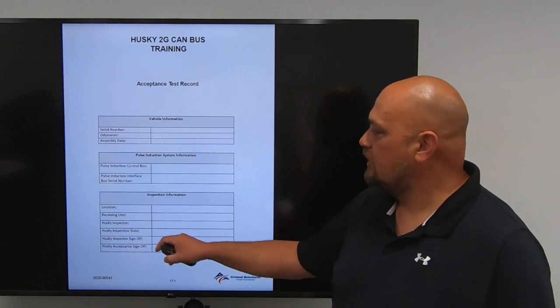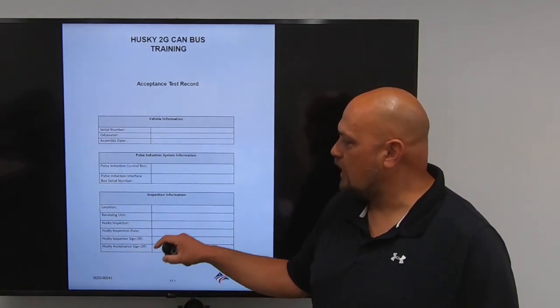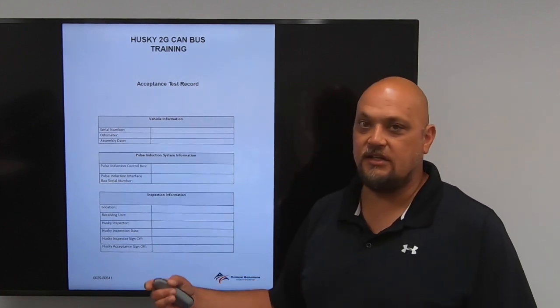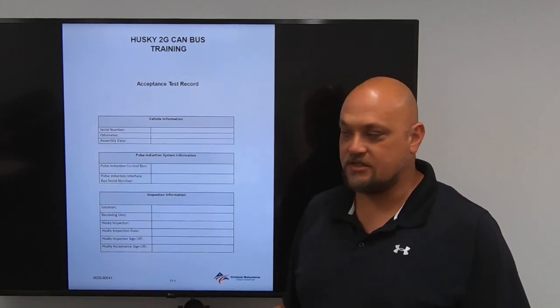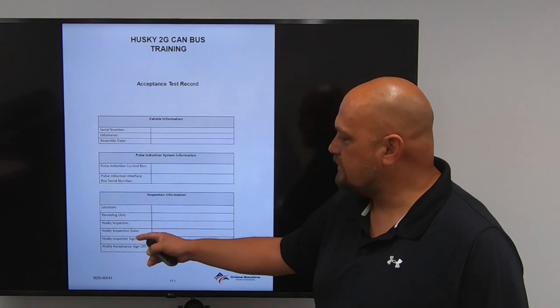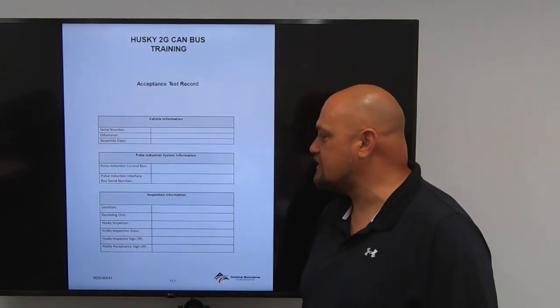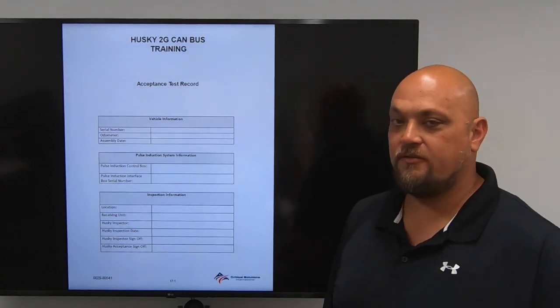Inspection information, the location receiving unit. It could be the area that you've done it at, the city, town, military installation, whatever. Husky inspector, inspection date, Husky inspector sign off, and Husky acceptance sign off. This will be the information for the person conducting the inspection and actually accepting the vehicle.